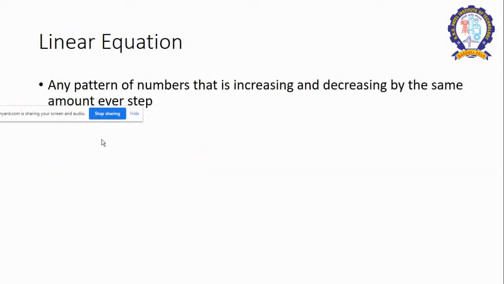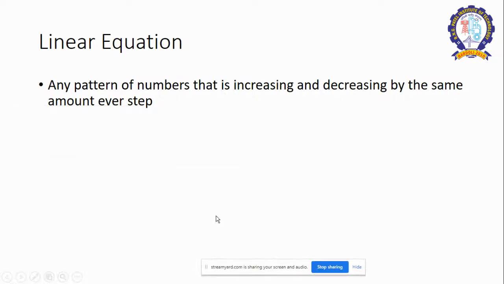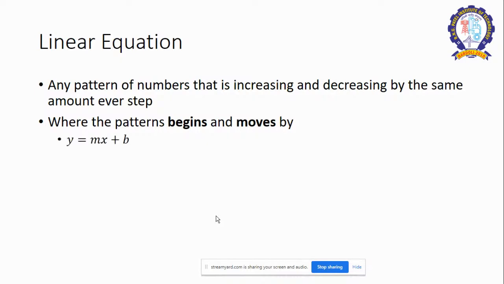Now the linear equation. Any pattern of numbers that is increasing or decreasing by the same amount over each step is called a linear equation. A linear equation is defined by two things: how it begins and how it moves. The simple form is y = mx + b. For how it moves, we have m. For the beginning, we have b.